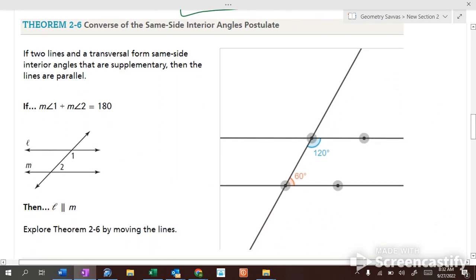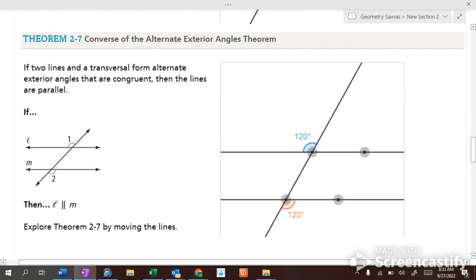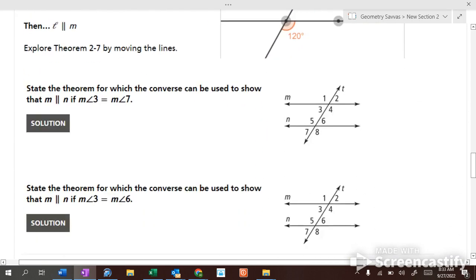Okay, same side interior angles. We haven't talked about that yet. Same side interior angles, if they are supplementary, then the lines are parallel. Okay? So if the alternate interior are congruent, alternate exterior are congruent, or corresponding are congruent, then the lines are parallel. If the same side interior angles are supplementary, then it makes the lines parallel to each other. And that's the alternate exterior angles.